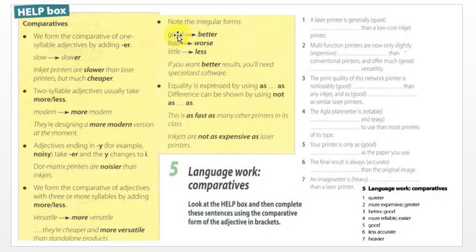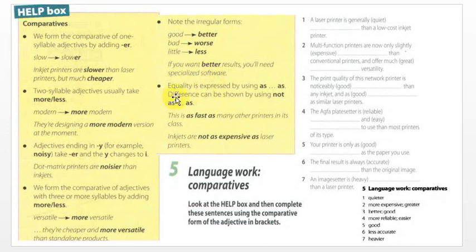Note the irregular forms. These are the irregular forms. The adjective good: we cannot say gooder. Instead we have better. Bad: we cannot say badder. Instead we have worse. Little, littler? No. Instead we have less. So these are irregular and their form changes. If you want a better result, you need specialized software.